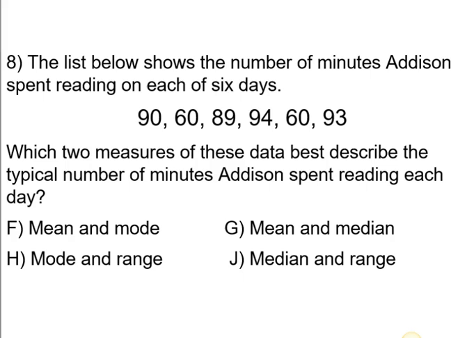The list below shows the number of minutes Addison spent reading on each of 6 days. Which two measures of these data best describe the typical number of minutes Addison spent reading each day? And the numbers are 90, 60, 89, 94, 60, and 93. Our answer choices are F, mean and mode, G, mean and median, H, mode and range, J, median and range.